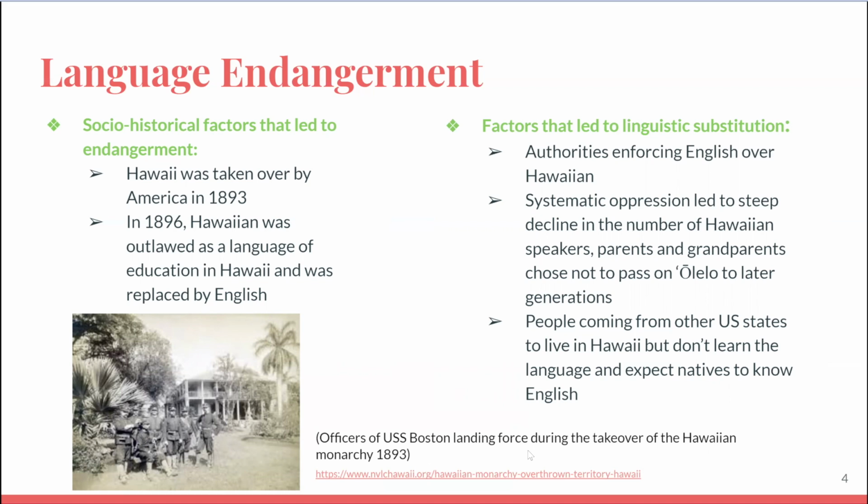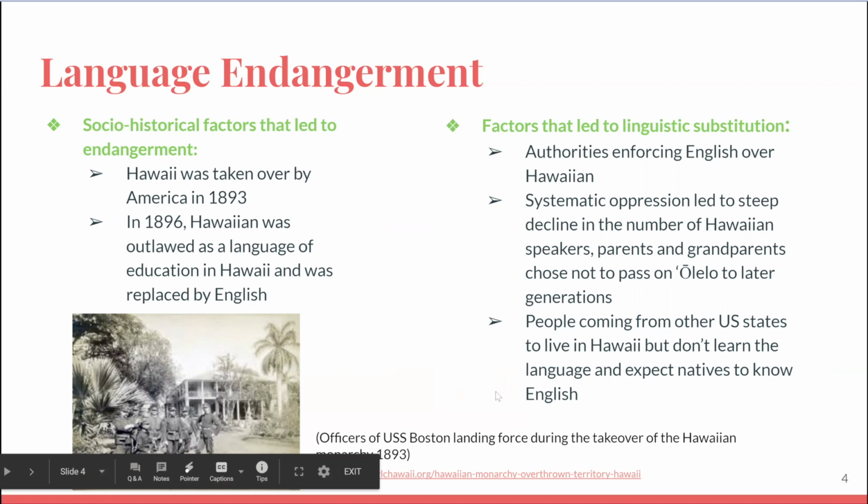And presently, people coming over from other US states to live in Hawaii don't really care as much to learn the language and expect the natives to know English because they primarily do know English. So it's kind of that lazy factor of like, why do I need to learn a language when everybody else should already know what I know? And especially since Hawaii is a part of the United States, it's expected for them to know English in everyday United States.